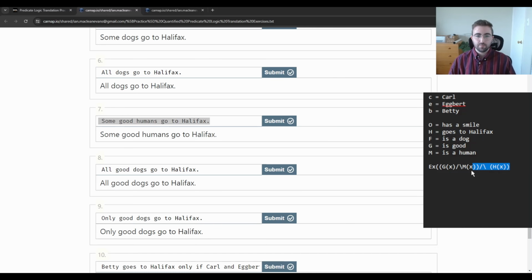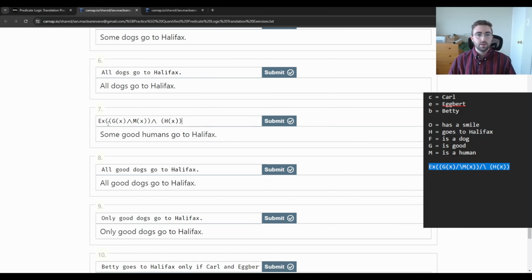Good. Okay, I'll count the brackets after we stick this in. But you can see here what we've said is there is at least one x, so some, where that x is good, that x is a human, and that x goes to Halifax. So let's bring that in, and then I'll count the brackets. Oops. Copied the whole thing instead of just this.